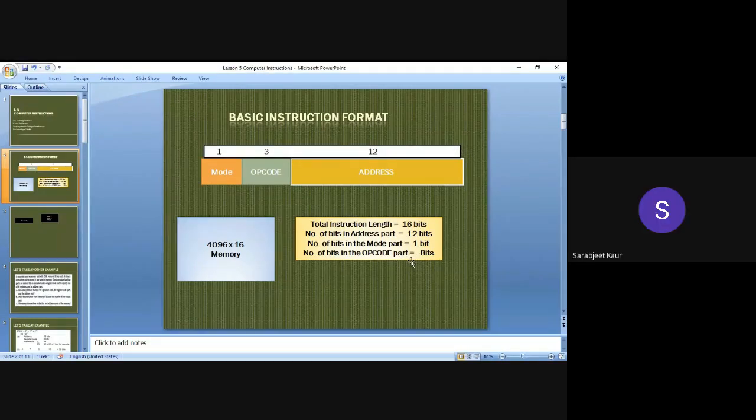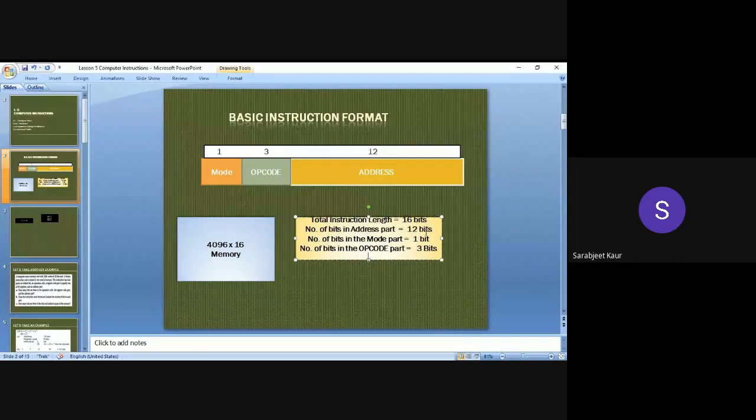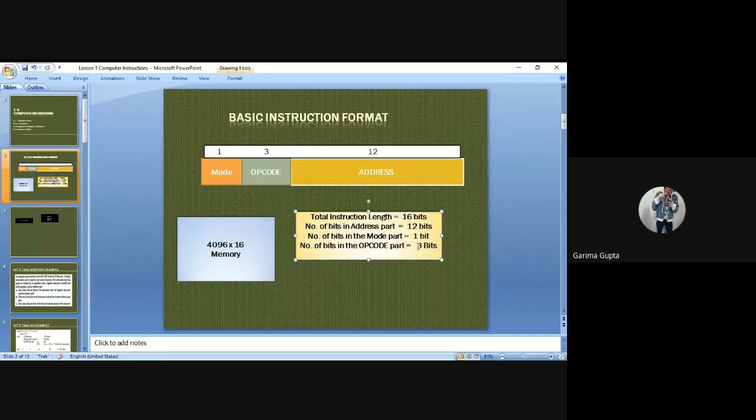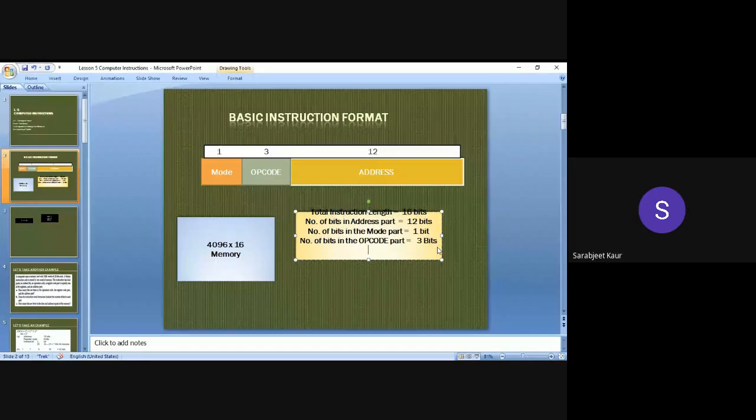And so how many operations are going to be possible with this kind of instruction format? How many operations will I be able to specify? Number of operations is 2 raised to the power of 3, which is 8.